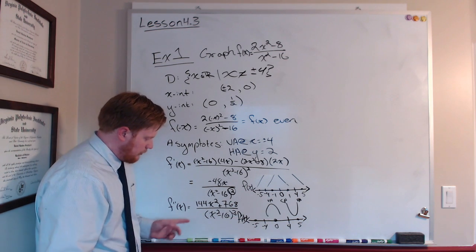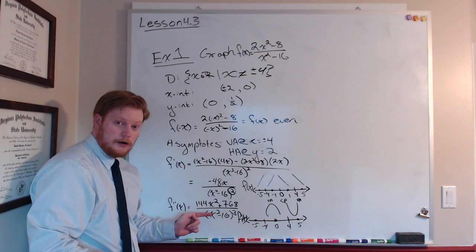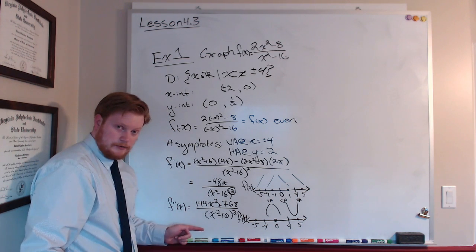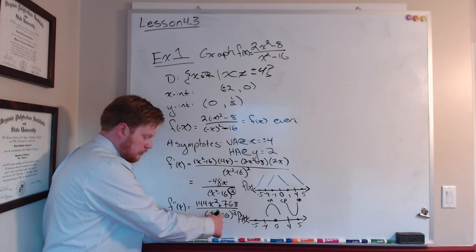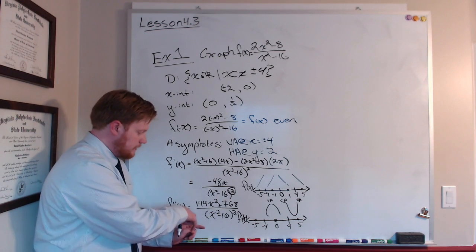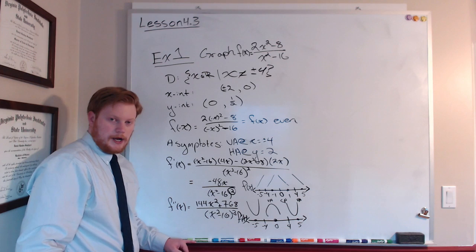And the same thing is going to happen with the negative 5. When I plug in negative 5 to the top, the negative 5 gets squared, becomes positive. The top is now positive. The bottom, negative 5 squared, is a positive number that's larger than 16. So I have a positive number cubed. Positive divided by positive is positive. Therefore, I'm concave up.